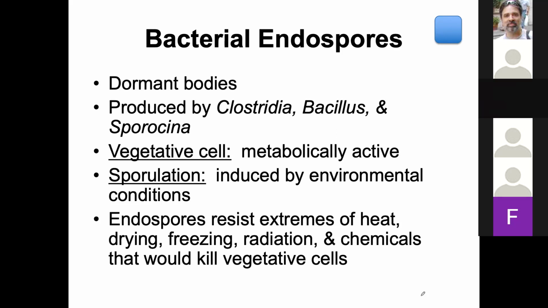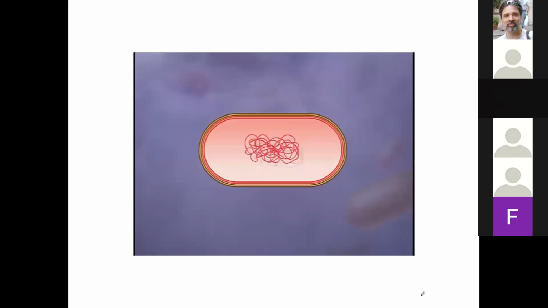Endospores and cysts can be destroyed using a process called autoclaving, which utilizes pressures of 15 psi and temperatures of 121 centigrade for a minimum of 15 minutes. Okay, so let's take a look at spores.